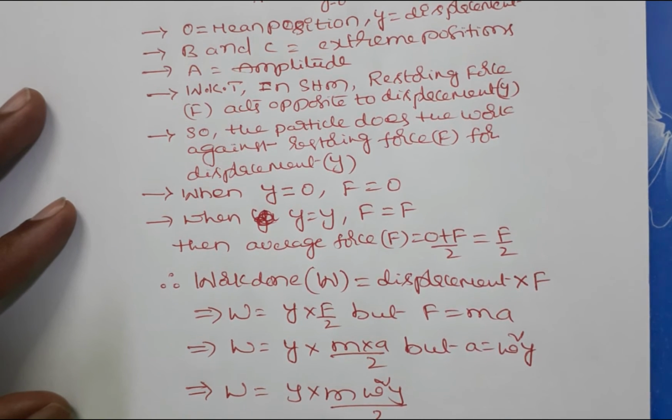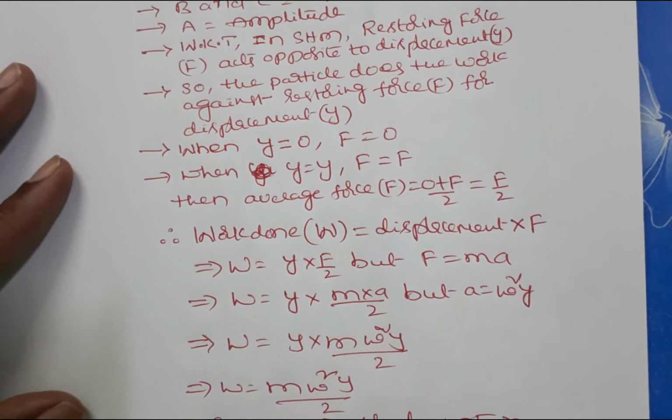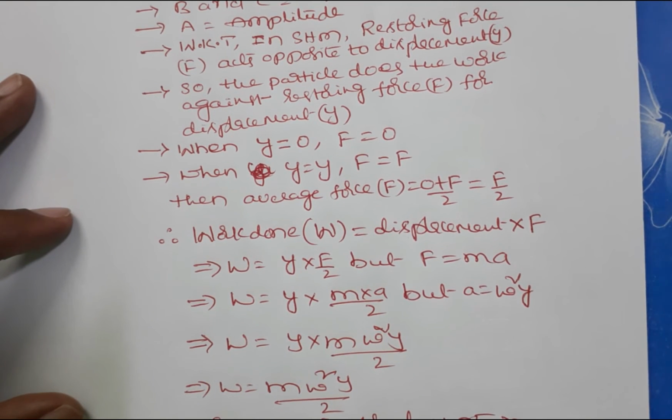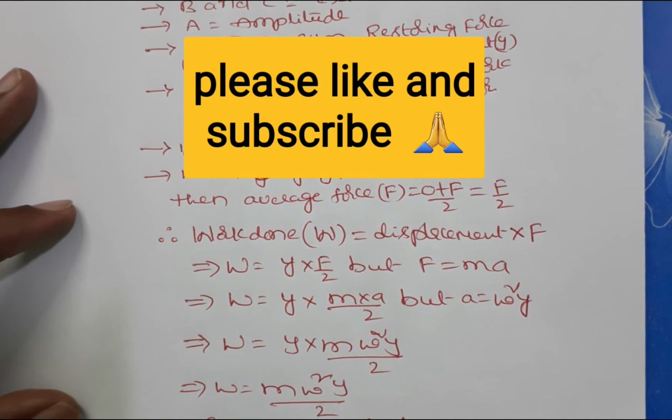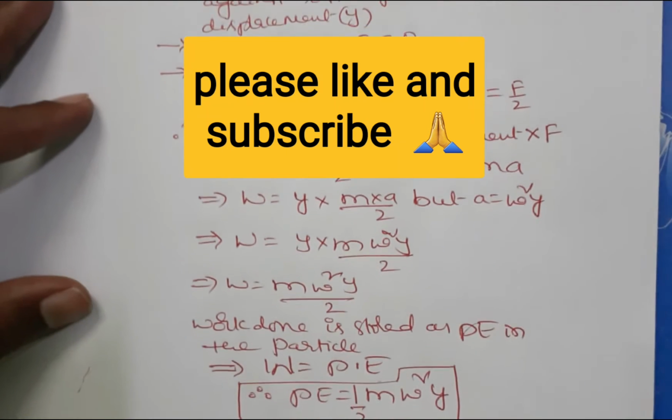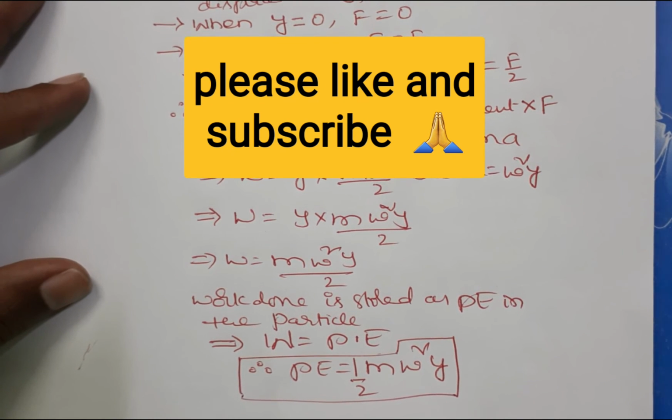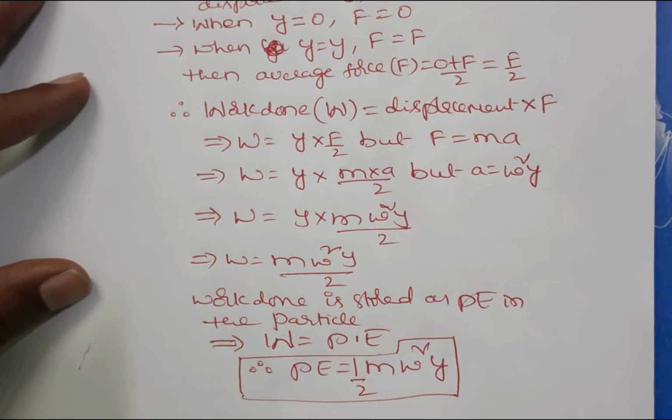But here the work done by the particle is stored as potential energy. So the work done is stored as potential energy in the particle. So work done equals potential energy. That is why potential energy equals half m omega square y square. So this is the formula for the potential energy of the particle executing simple harmonic motion, that is, the simple harmonic oscillator.